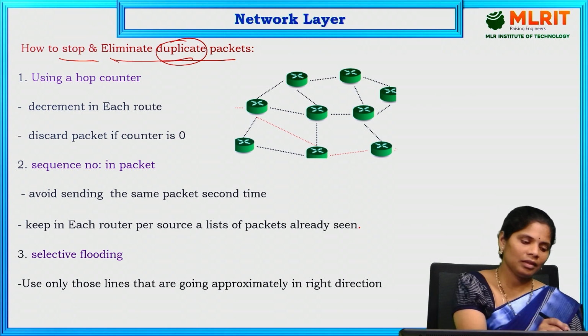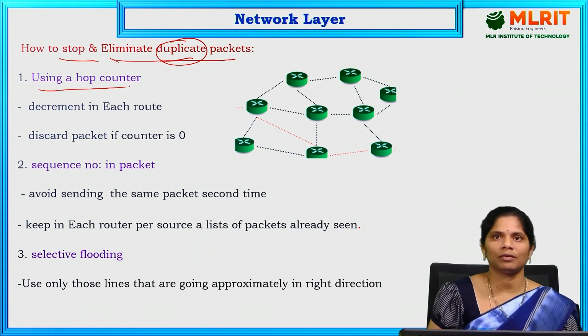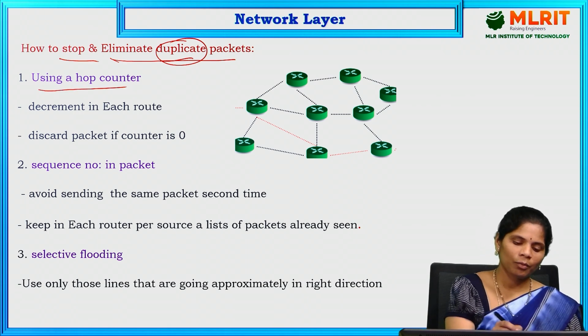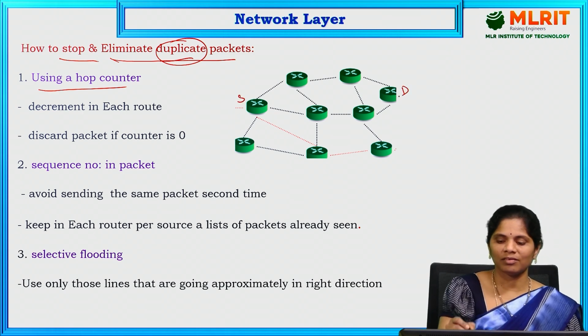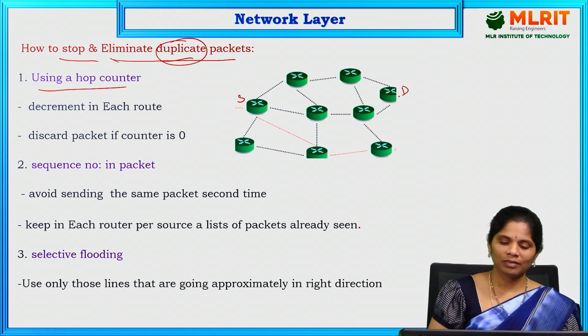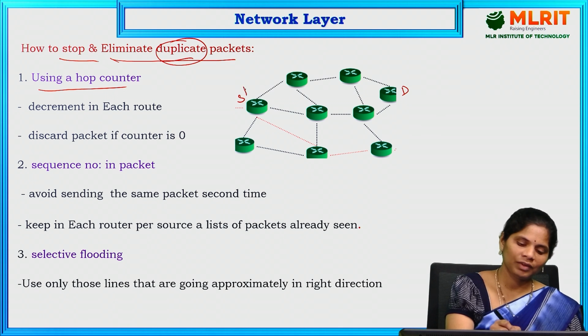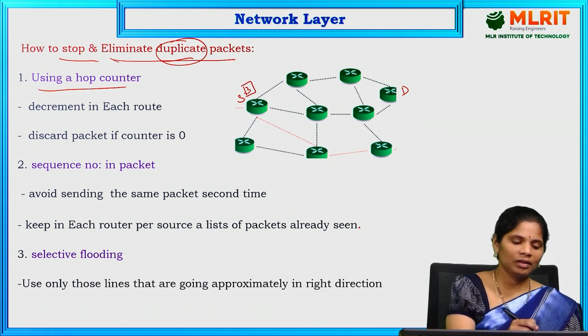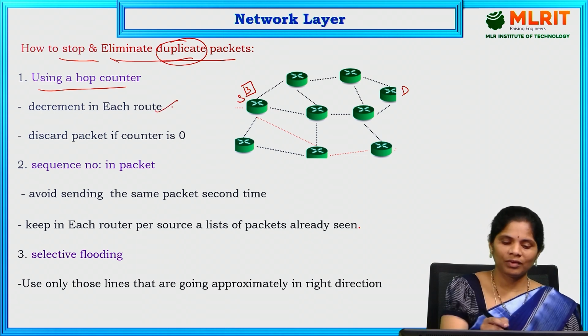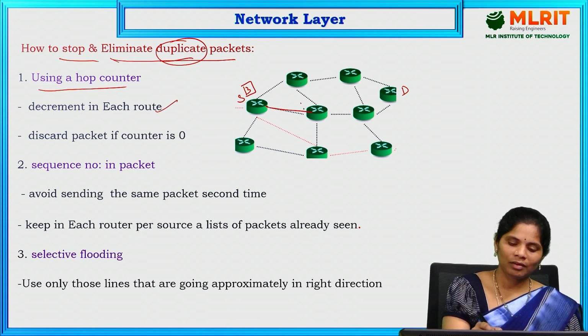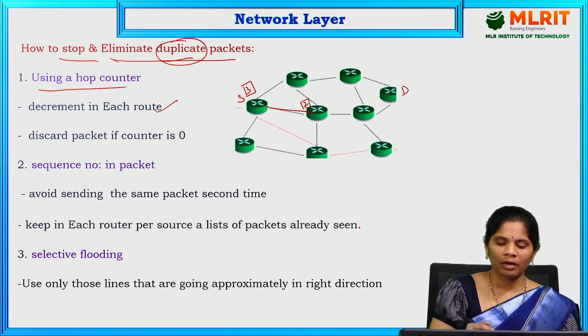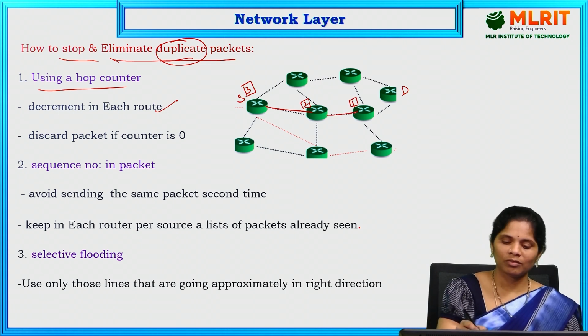The first thing is using a hop counter we can eliminate them. How are we going to give the hop counter? Suppose this is the source, this is the destination, right? If you want to send the packet, suppose we give the hop counter as 3, we have to decrease it each and every time. So if it is 3, at the next node the hop counter is 2. At the next node, the hop counter is 1. At the next node, the hop counter is 0.